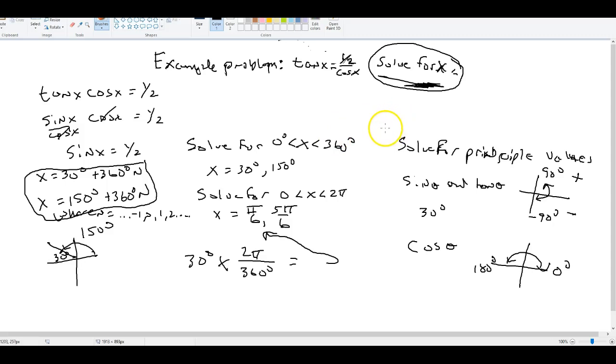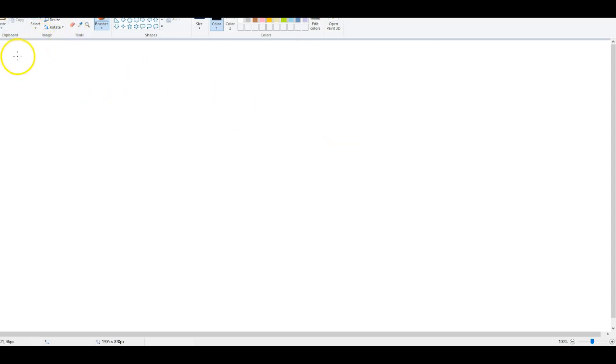Okay. So let's say I really want to do this. I need another space. So here's what I'm going to do. I'm going to pause for a moment. All right. So I'm going to give you a new example problem.